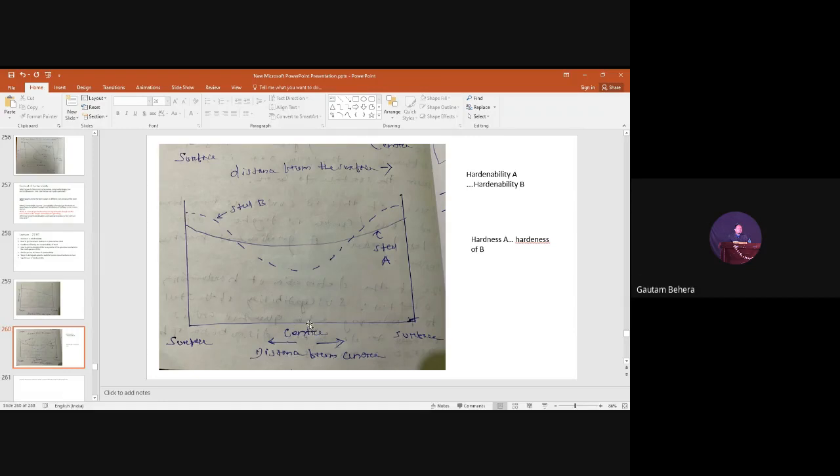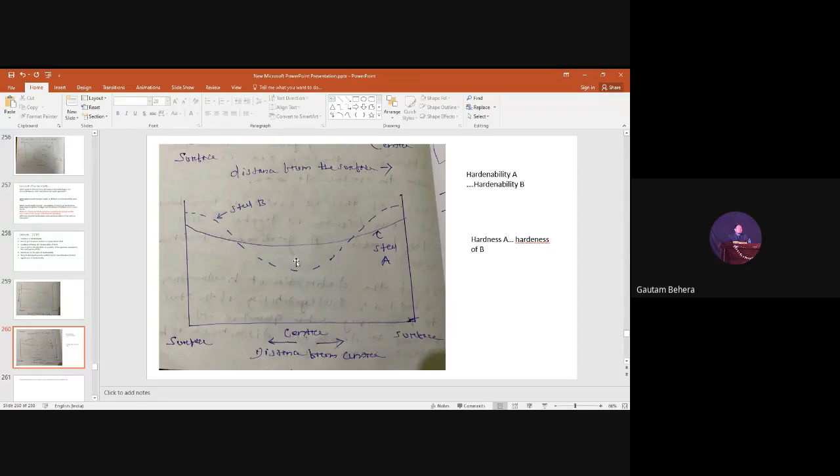And suppose you are moving in this direction, and also you are moving in this direction from the center. So this is the center of the steel. From the center you are moving in this direction. Suppose this is the surface. Suppose this is the top surface, and this surface is the bottom surface, right? And this is the center of the steel. And this y-axis is the hardness value.